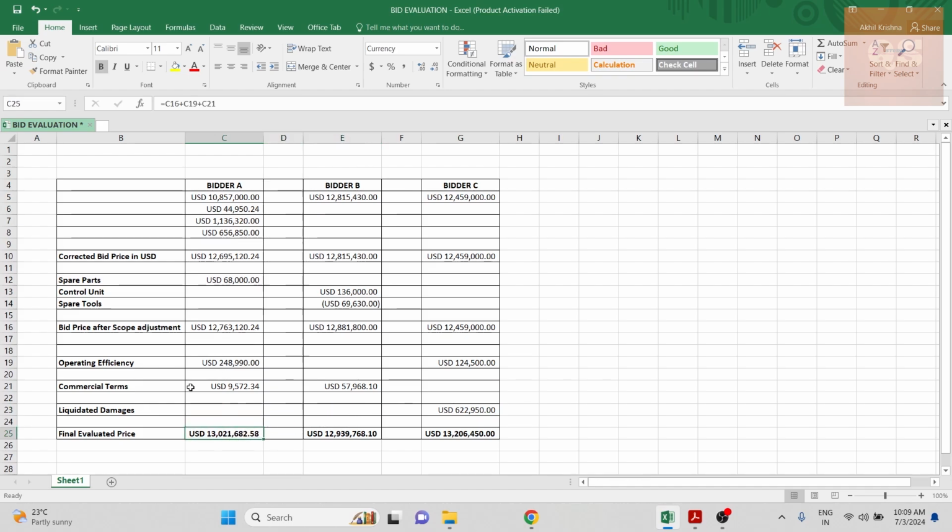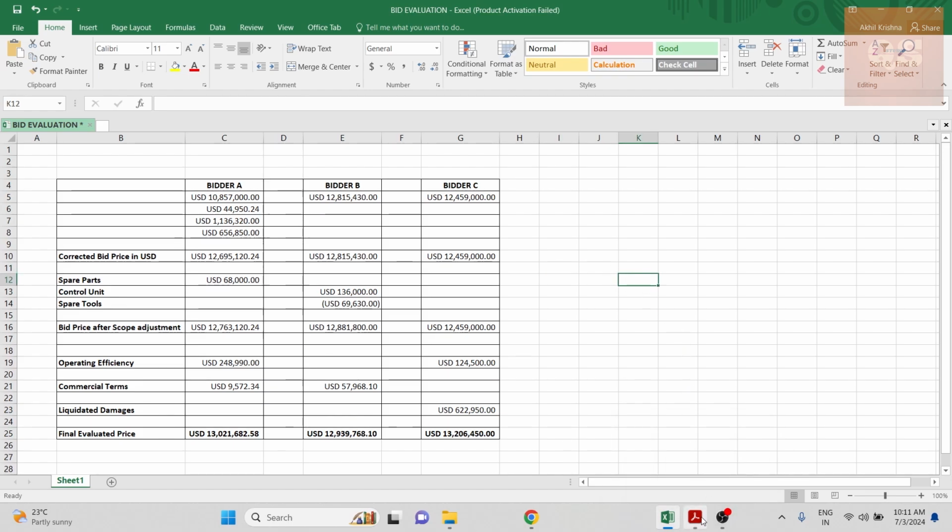After adding the operating cost, commercial terms, and liquidated damages, the total price is almost 13 million for bidder A, 12.9 million for bidder B, and 13.2 million for bidder C. From that, we can finalize that bidder B has the best price, and we can let the client know that bidder B has the best price.